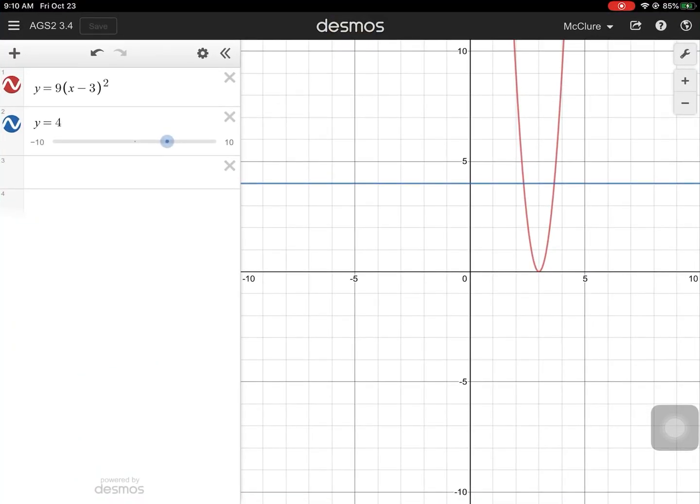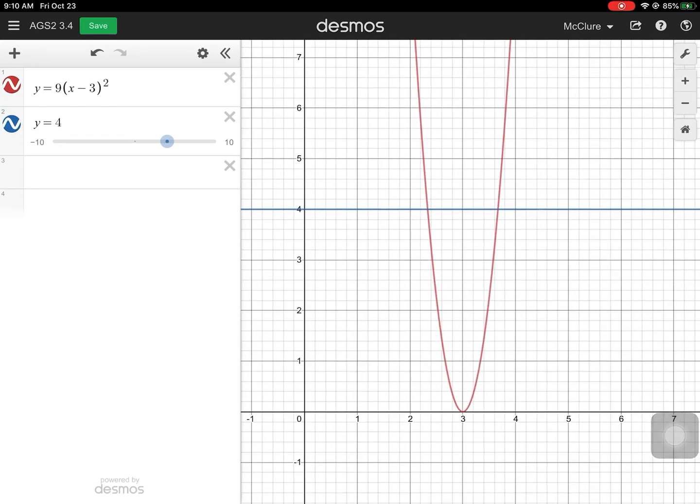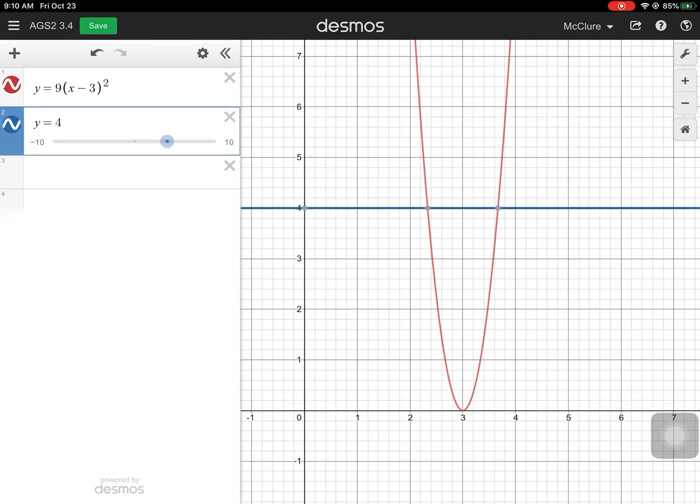And I've already graphed it here in Desmos. And what you can see, the red represents y equals 9 times (x minus 3) squared, vertex form, stretch of 9. And then the horizontal line is the equation y equals 4. And so really, our solution here is the point where they intersect. And you can kind of see it.